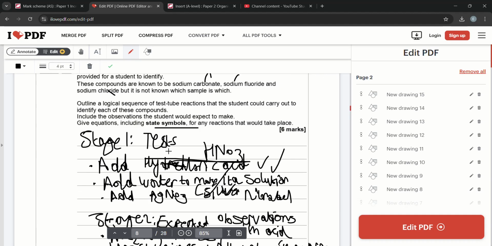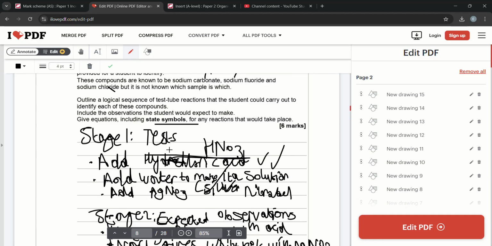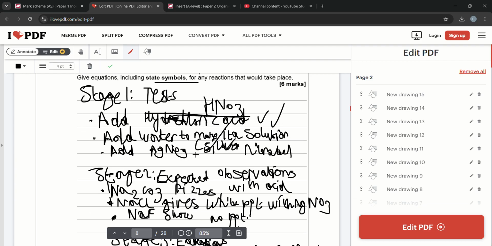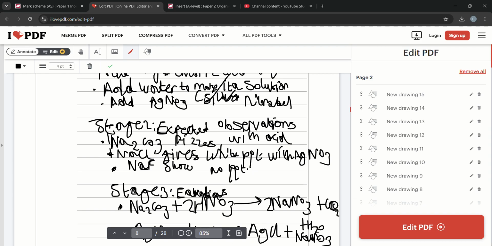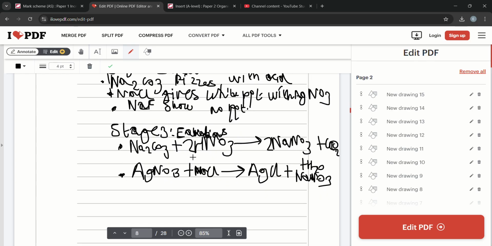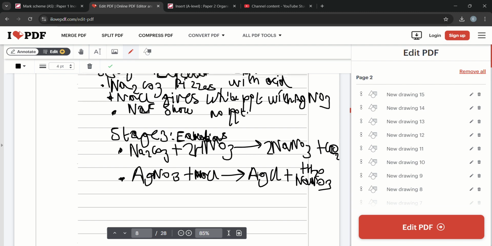Test tube reactions. Okay, so we're going to add HNO3, add water to make a solution, add silver nitrate, AgNO3. Na2CO3 will fizz with acid, NaCl will give a white precipitate with AgNO3, NaF gives no precipitate. Then stage 3, equations: Na2CO3 plus 2HNO3 gives 2NaNO3 plus CO2 plus H2O, AgNO3 plus NaCl gives AgCl plus NaNO3. And that is the end of question 4.